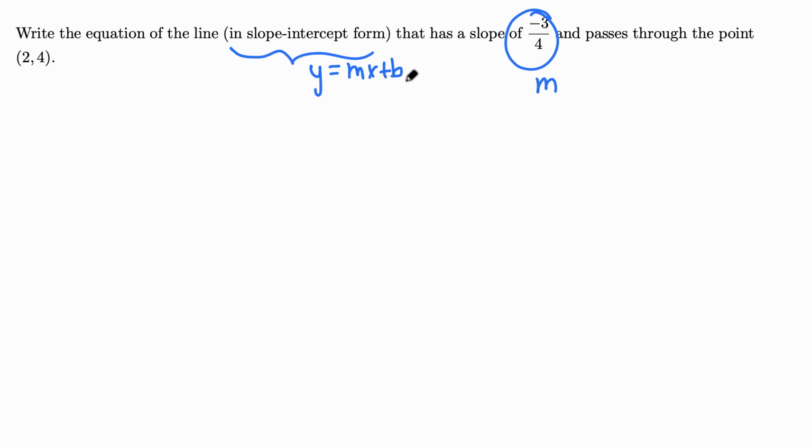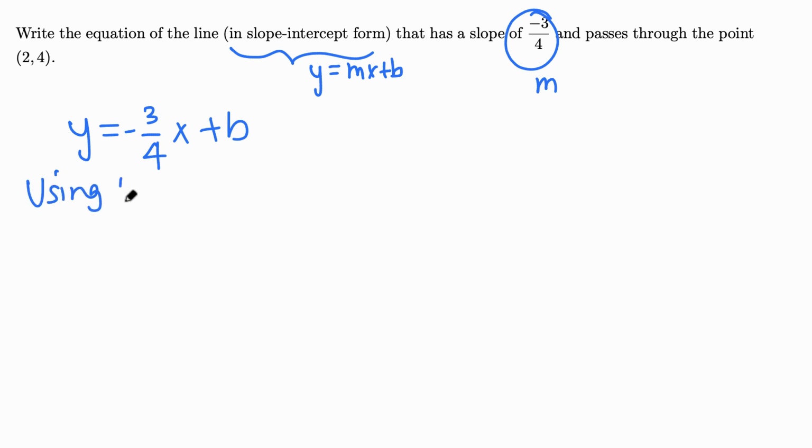So y equals mx plus b. x and y are variables, so they will be there. m is here, -3/4. Now y-intercept b is missing. For that we use this point (2, 4). So the equation is y equals -3/4 x plus b, and to determine b use (2, 4).